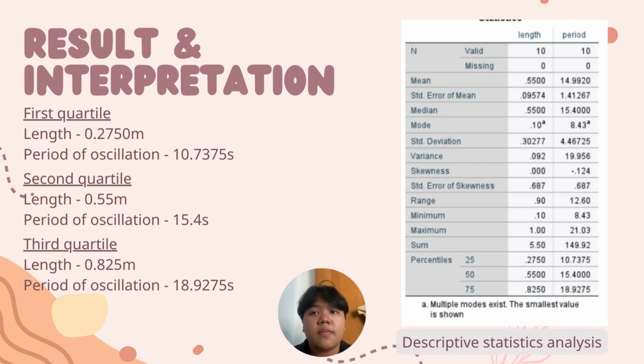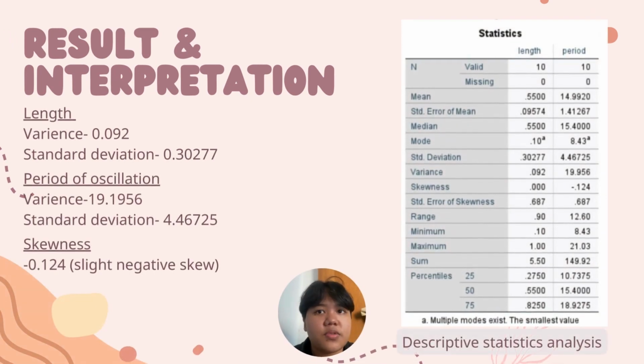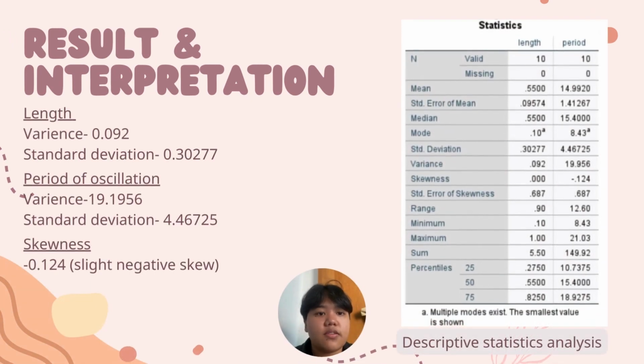The third quartile is the 75th percentile, meaning that 75% of the data falls below the third quartile. It has the value of 0.825 meter for length and 18.9275 seconds for period of oscillation, which is the value of the middle number between median and maximum. Next is statistical dispersion, which is the variance and standard deviation.